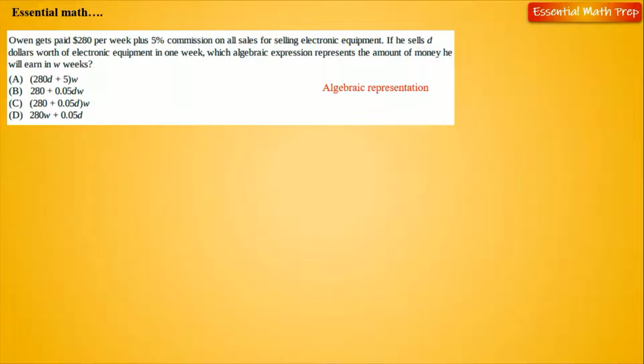Welcome back. The problem that we're about to solve is also part of the algebraic representation concept. The problem states the salesperson gets $280 per week plus a 5% commission on sales pertaining to the electronic equipment. Assuming he sells D dollars worth of electronic equipment in 1 week, determine the algebraic expression that represents the amount of money the salesman would make in W weeks.